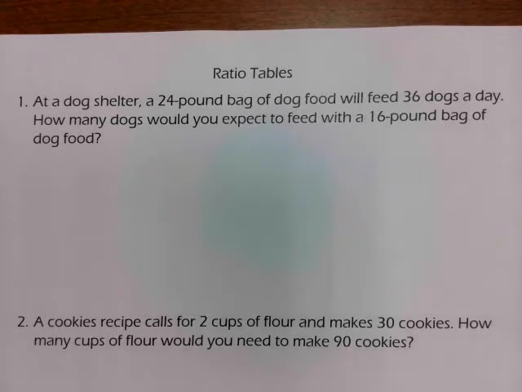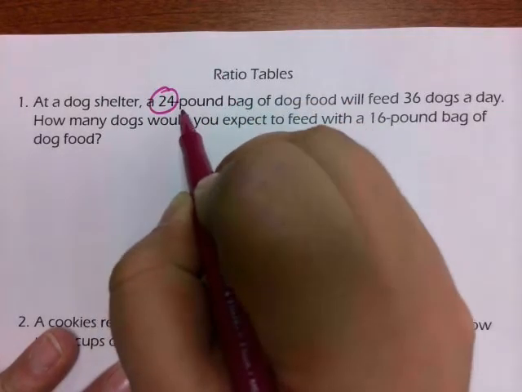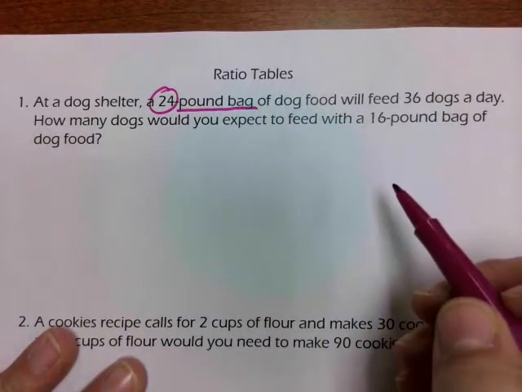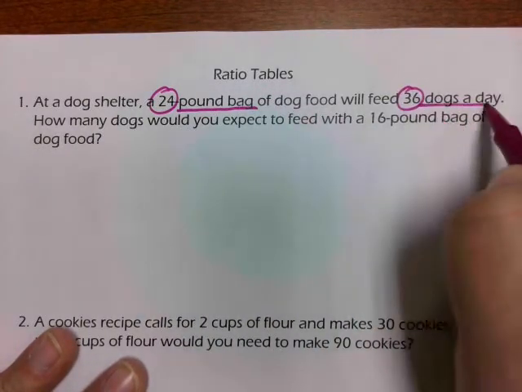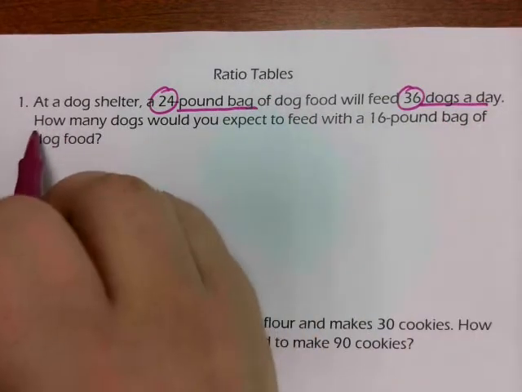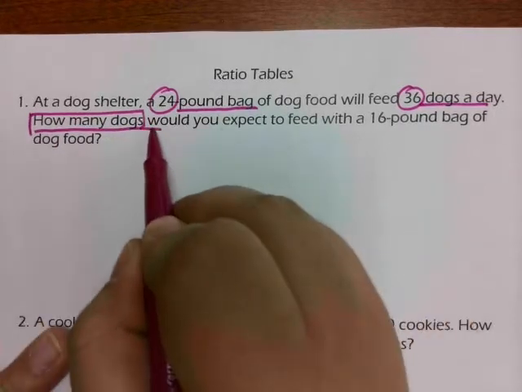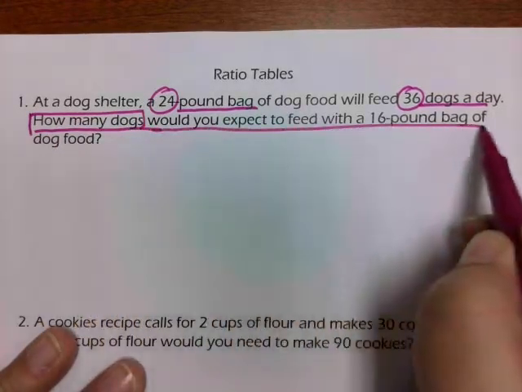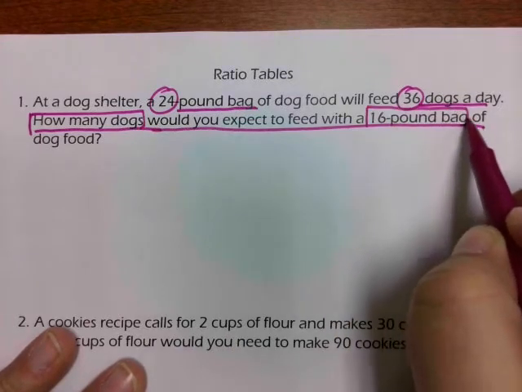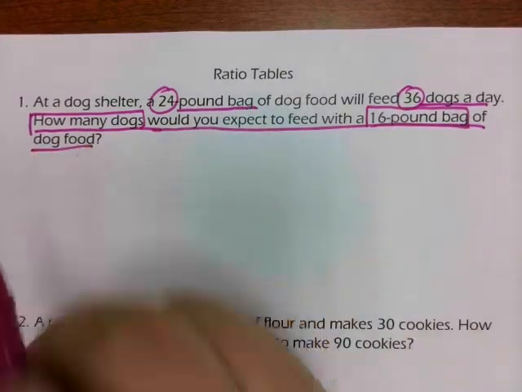So let's get started. Number 1 says, at a dog shelter, a 24-pound bag of dog food will feed 36 dogs a day. How many dogs, so we know we're solving for the number of dogs, how many dogs would you expect to feed with a 16-pound bag of dog food?